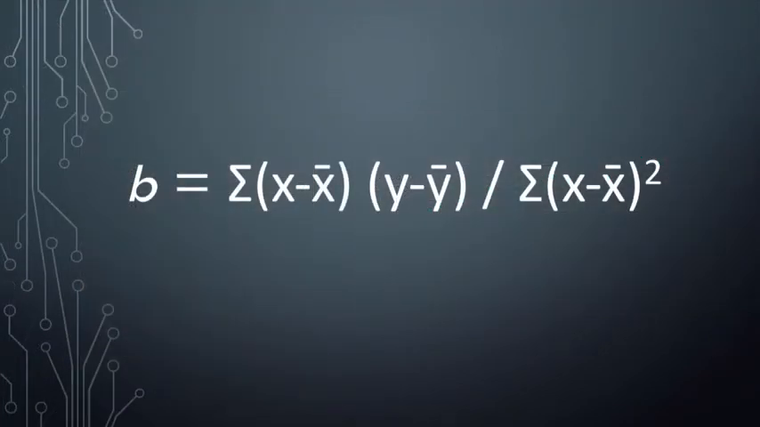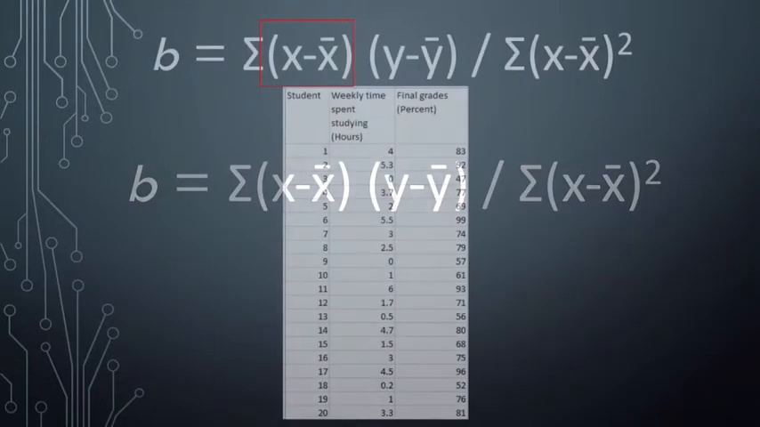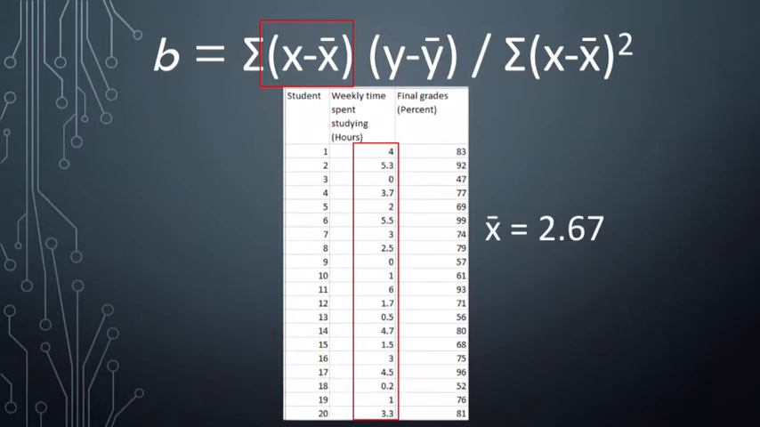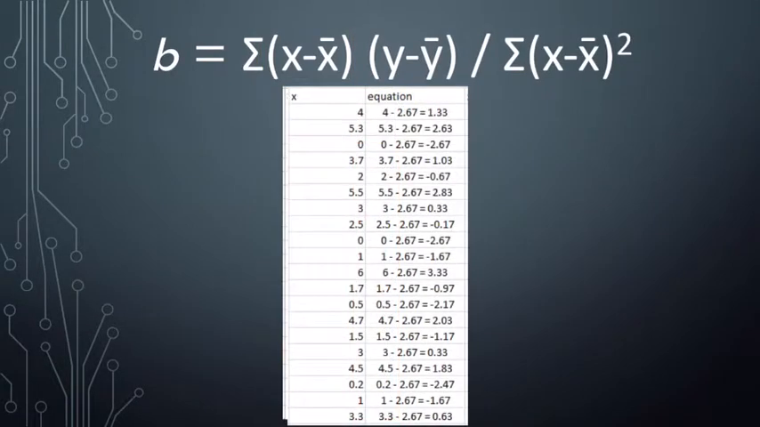Now we can begin to work towards our OLS regression formula, beginning with b. We start with the x minus x bar part of this equation, where x is the weekly time spent studying in hours, and x bar is the average of those times. Here, our x bar is 2.67. We subtract x bar from all of the x values as shown here.